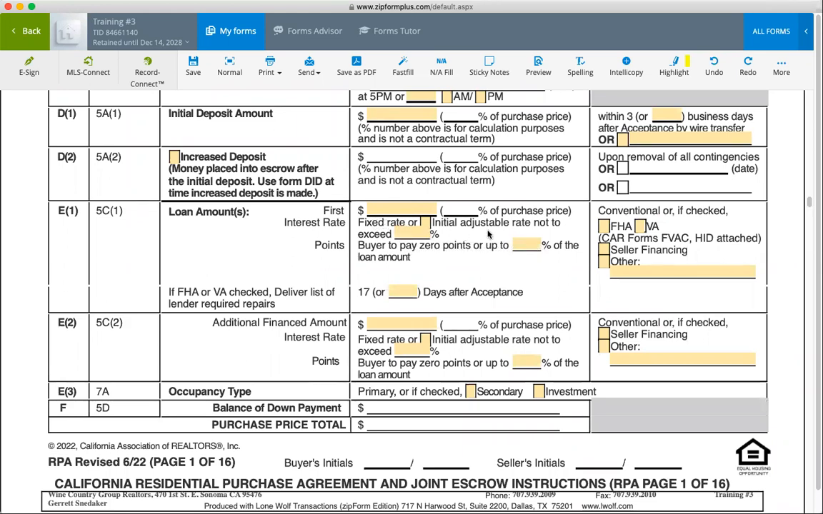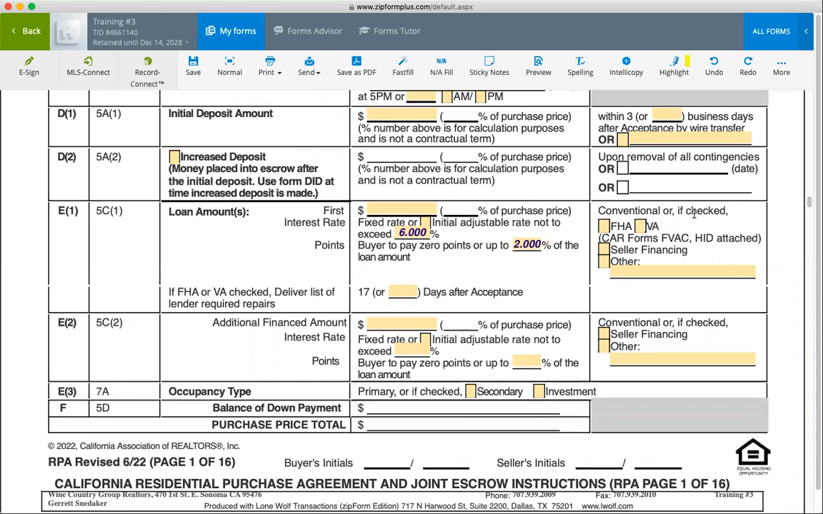This is fixed rate or initial adjustable rate not to exceed. Be sure to put a number in here. I don't know what the going rate is today. I mean, we've been bumping around 6-7%, I think. And it's important, if your buyer's qualified for a 6% loan to make this purchase, you want to put 6% in there and make sure that they get 6%. If the loan commitment comes out at 7%, then they would have a contingency here where they could potentially cancel the contract. So don't leave that blank. Usually there are 0 points in these loans these days, but there might be 1 or 2% loans.